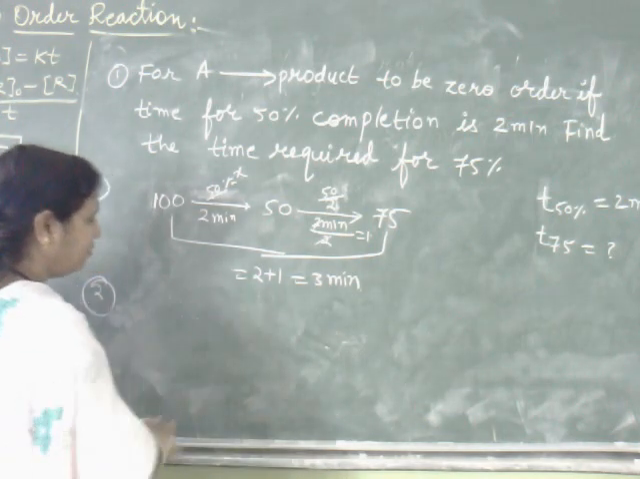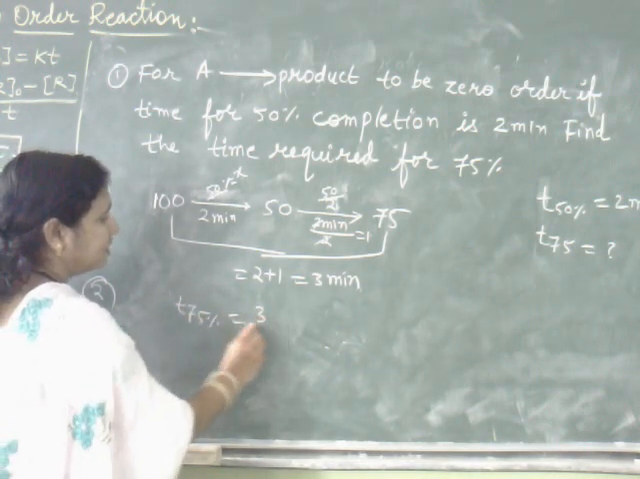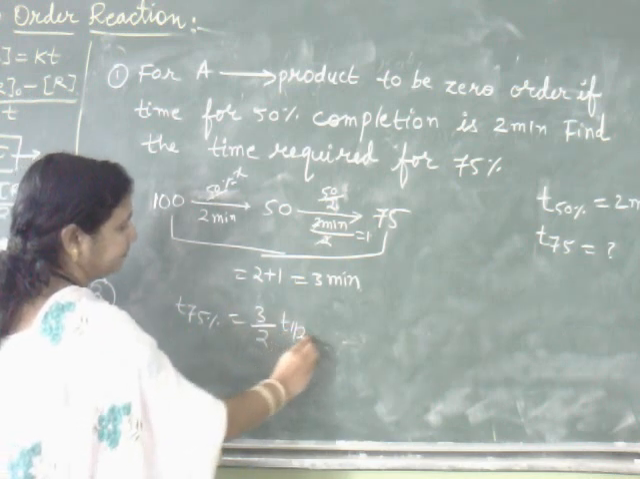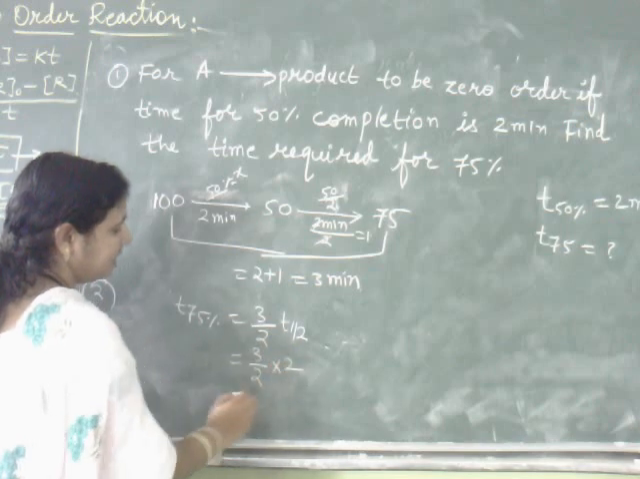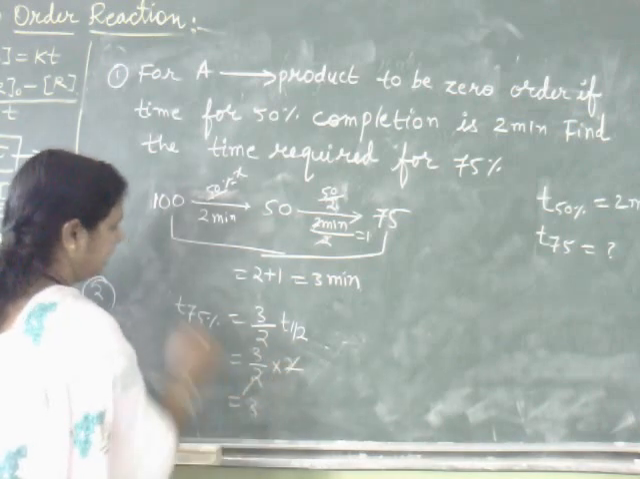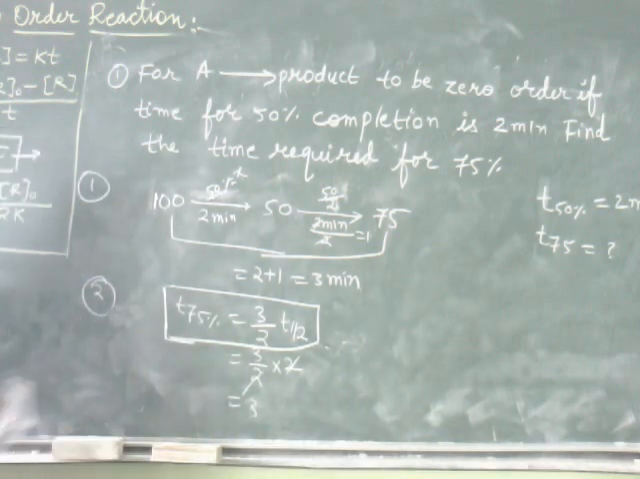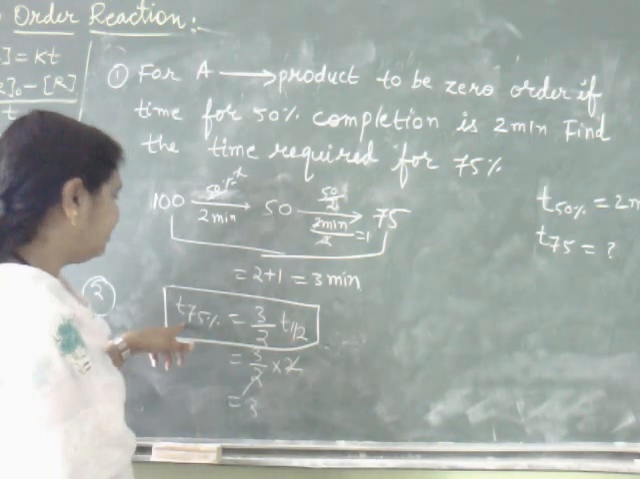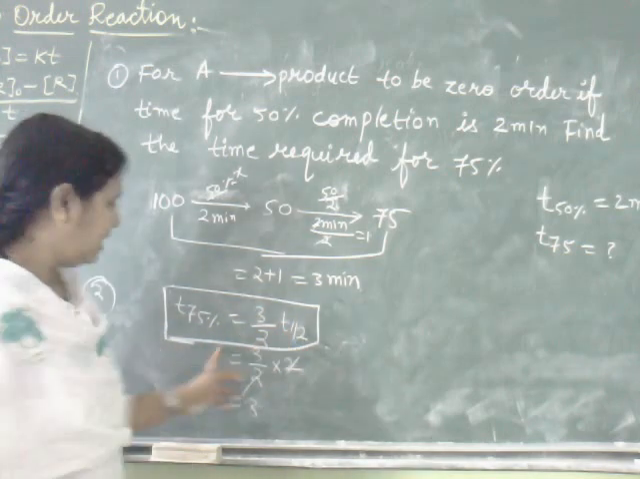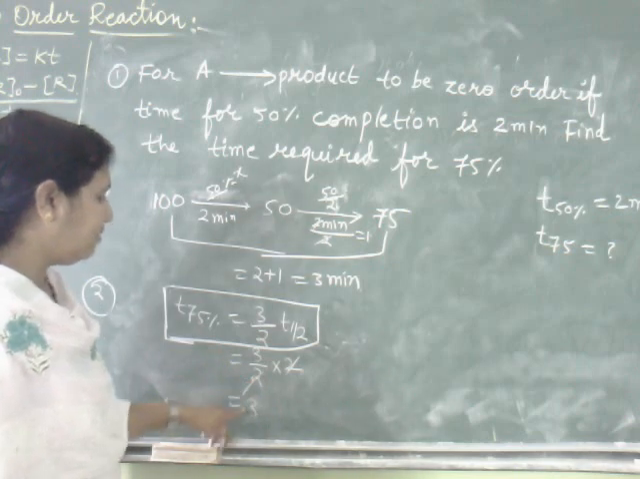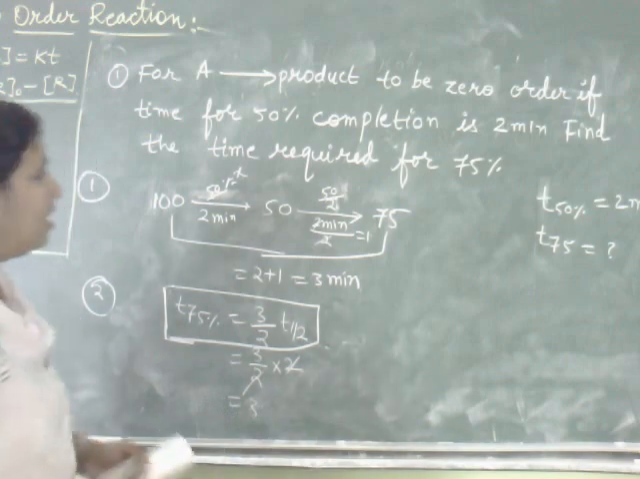Or one more very short method we have here. A formula we have for this type of question. T 75% is equal to 3 by 2 T half. So 3 by 2 T half, T half is given as 2 minutes. Okay, just 2 cancels and 3. This formula you can remember directly. If they ask to find out the time for 75%, you can use this formula 3 by 2 T half directly and you can solve it. Unitary method no need to use here. Directly you can find out.